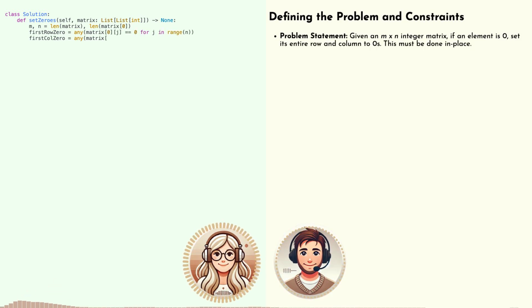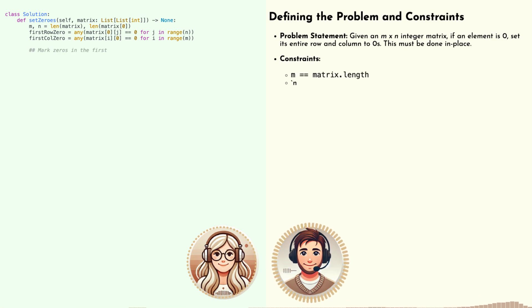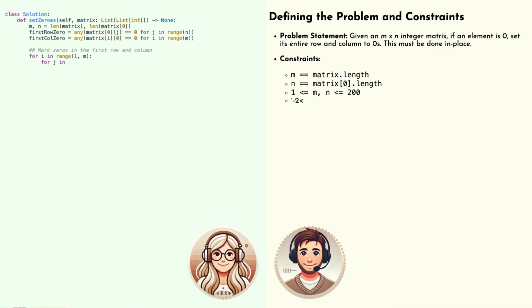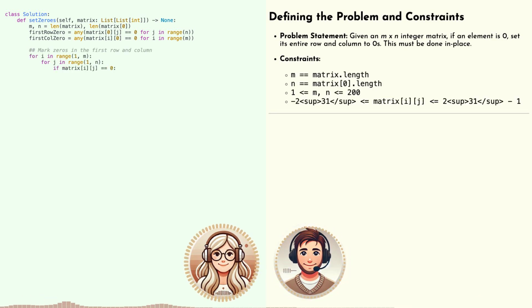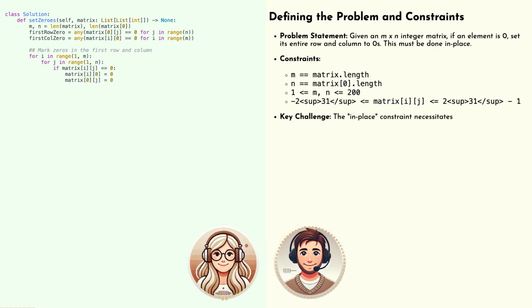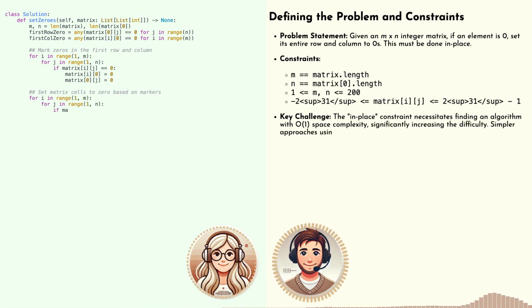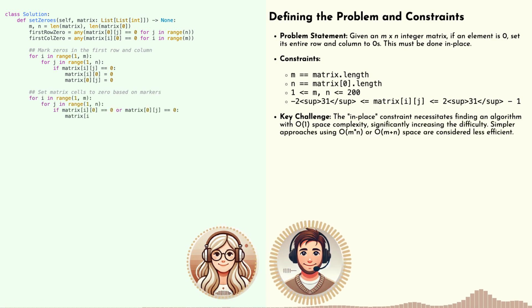So imagine you have a matrix. It's basically a grid of numbers. And the rule is, if you find a zero anywhere in that matrix, you have to set its entire row and column to 0. So if I have a 0 in the top right corner, then I'd zero out the entire top row and the entire rightmost column.